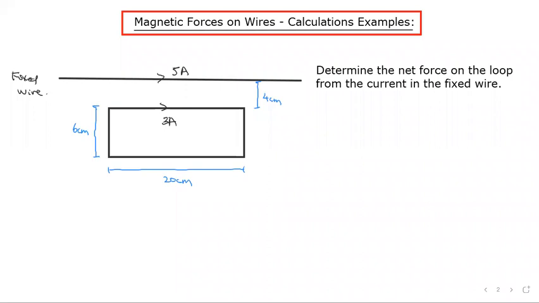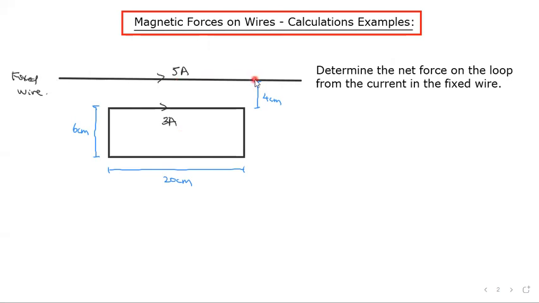So we'll be looking today at doing calculation questions with regards to magnetic forces on wires or loops. The questions we'll be looking at today are relatively more complex, so you can expect them to be towards the harder end of the paper, although they can definitely still be part of the paper as well. So we'll start with this question.